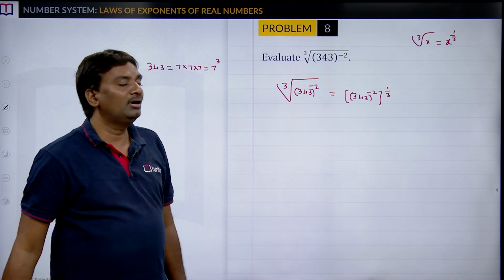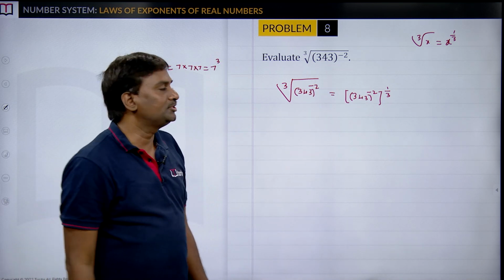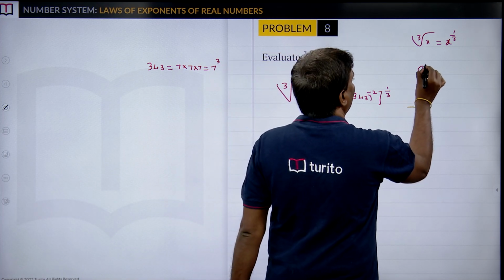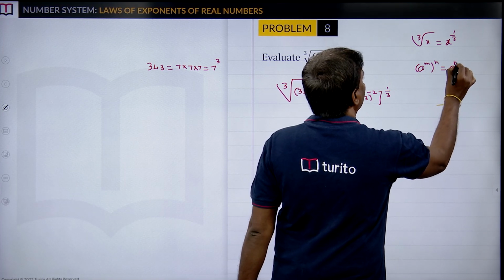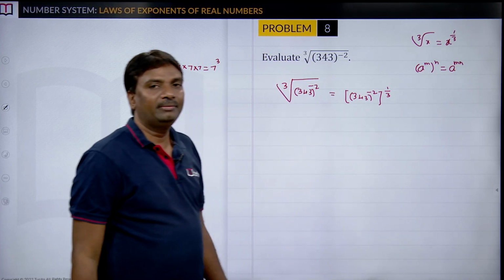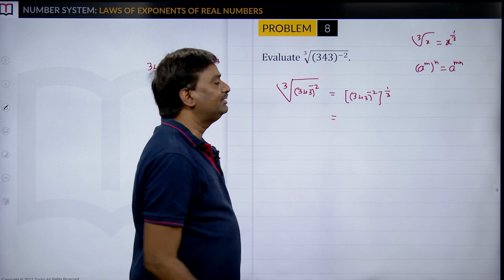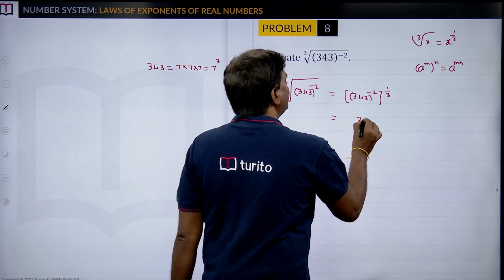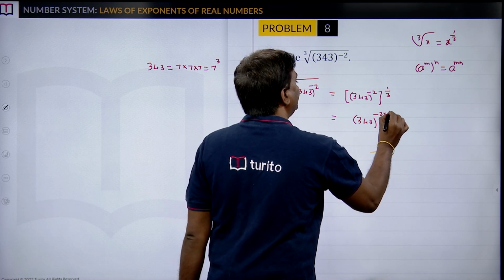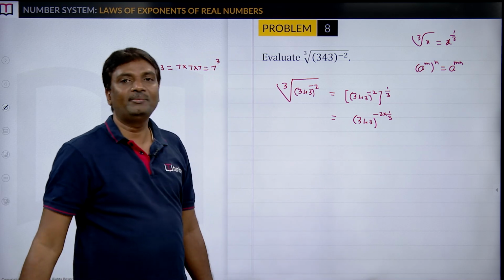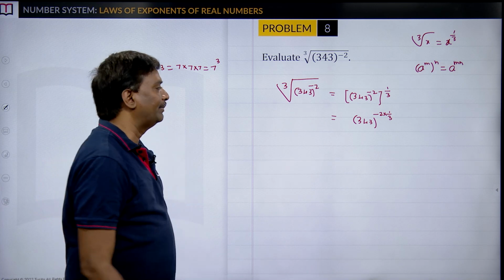Again this is in the form of a power m whole power n. 343 is a, m is minus 2 and n is 1 by 3. A power m whole power n equal to a power mn. So according to that formula, we can write this as 343 power minus 2 into 1 by 3.